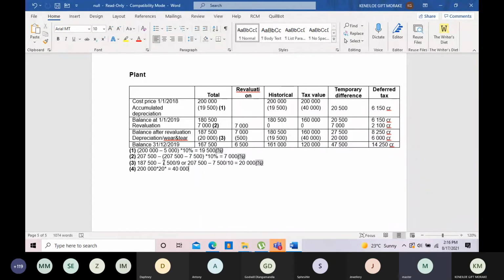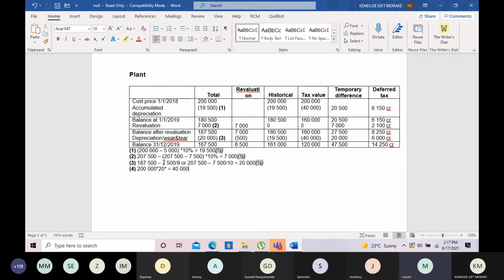And then you multiply by 10% on that 200,000 that you are left with after subtracting the residual value. 200,000 multiplied by 10%, you're going to get how much? You're going to get 20,000, right? After getting 20,000, you can then say 207,500 minus that 20,000.